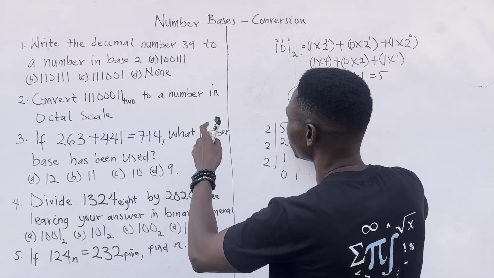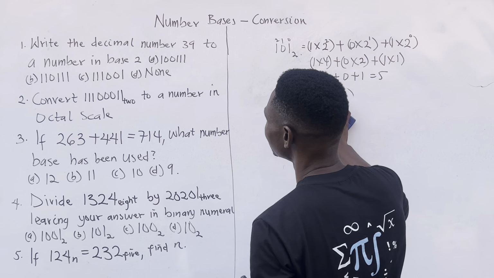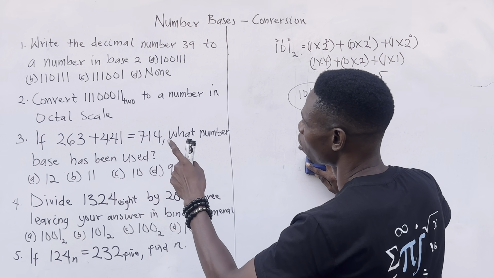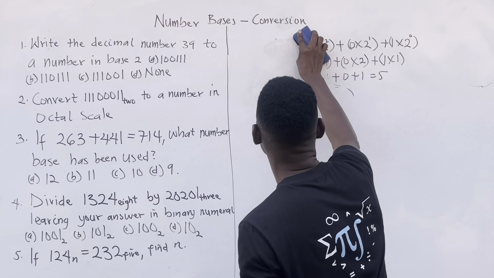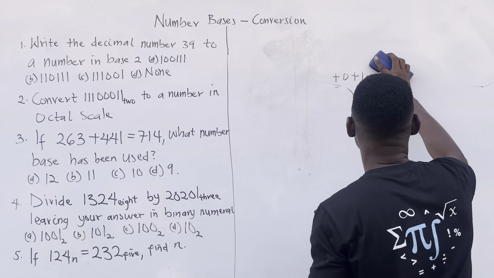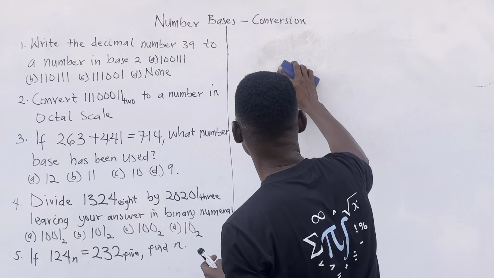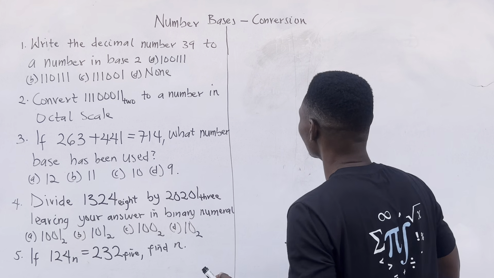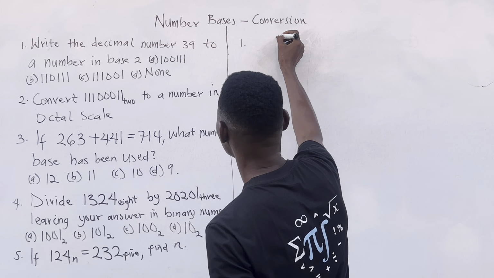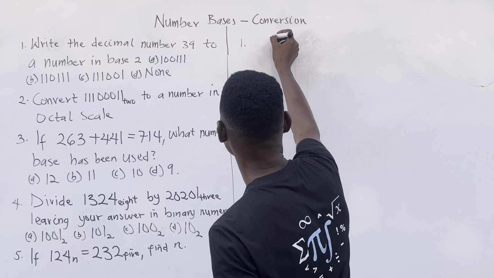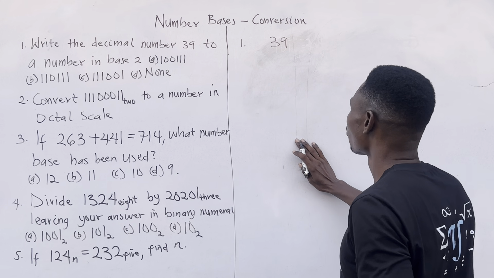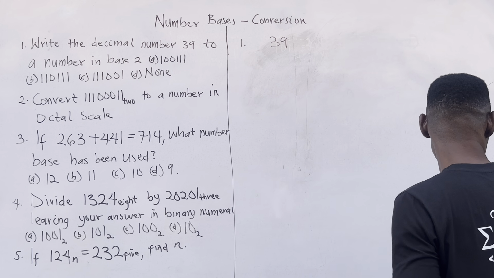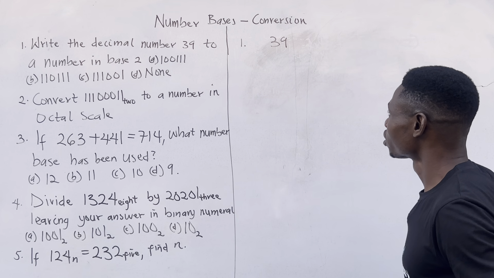So the first question here says, write the decimal number 39 to a number in base 2. So 39, decimal number, that means it is in base 10. We want to convert it to base 2. So number 1, we have 39 in base 10. We want to make it to base 2. So what do we do? Exactly what we've just learned.